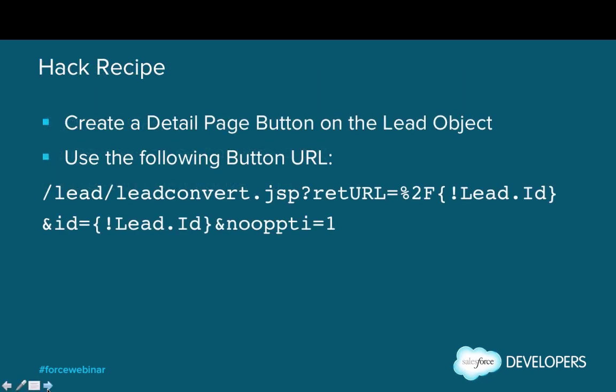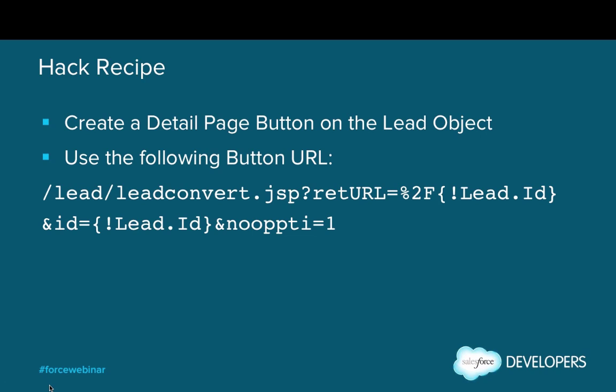So what's our hack recipe? Our hack recipe is we're going to create a detail page button on the lead object, and we're going to use the following button URL. Now the really cool thing here is that lead URL, if you want, I can tweet that out and we'll send it to you. I'm going to show you how we're going to actually rebuild this entire URL. The most important part is the &nooppti=1 at the end. Salesforce is actually going to give us this entire URL. All we need to remember is &nooppti=1.